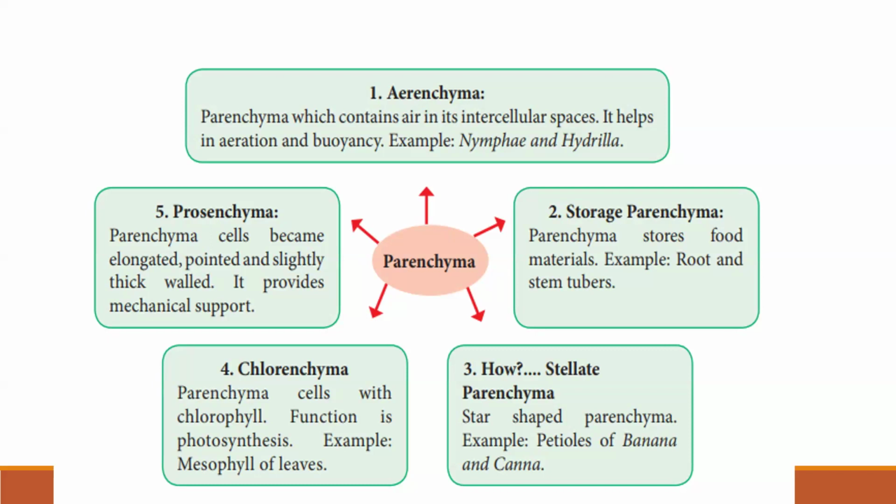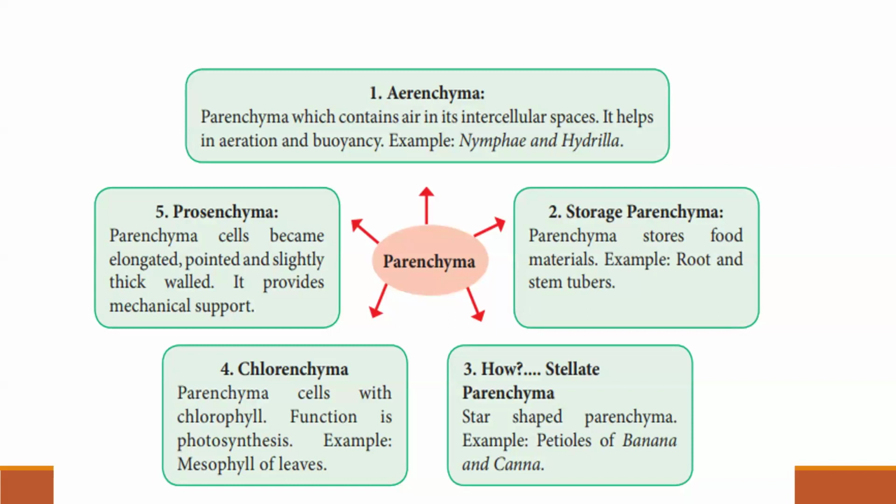Second one is the storage parenchyma, the parenchyma cells which store food materials. Hence, it is called a storage parenchyma. Examples: root and stem tubers. Next one is the stellate, based on the shape, star-shaped parenchyma. It is seen in the petioles of banana and canna. Another one is the chlorenchyma, the parenchyma cells with chloroplast, and this chlorenchyma helps in photosynthesis. Example is the mesophyll of the leaves.